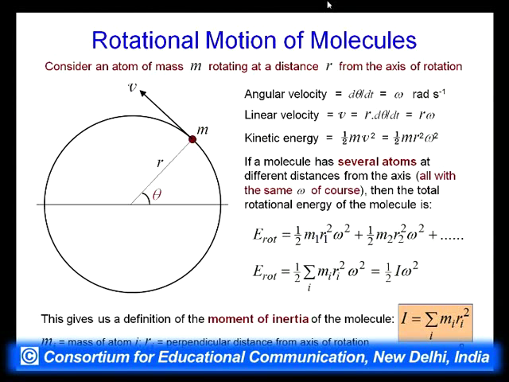Now, if you look at this, you see that it has resemblance to the half mv square kind of relation that you have for linear velocity. If you replace m by the moment of inertia and v by the angular velocity, then you get the kinetic energy of rotation. There is a similarity between this angular kind of motion and the linear kind of motion. Now, for the purpose of understanding the spectra, the molecules are divided into different classes.